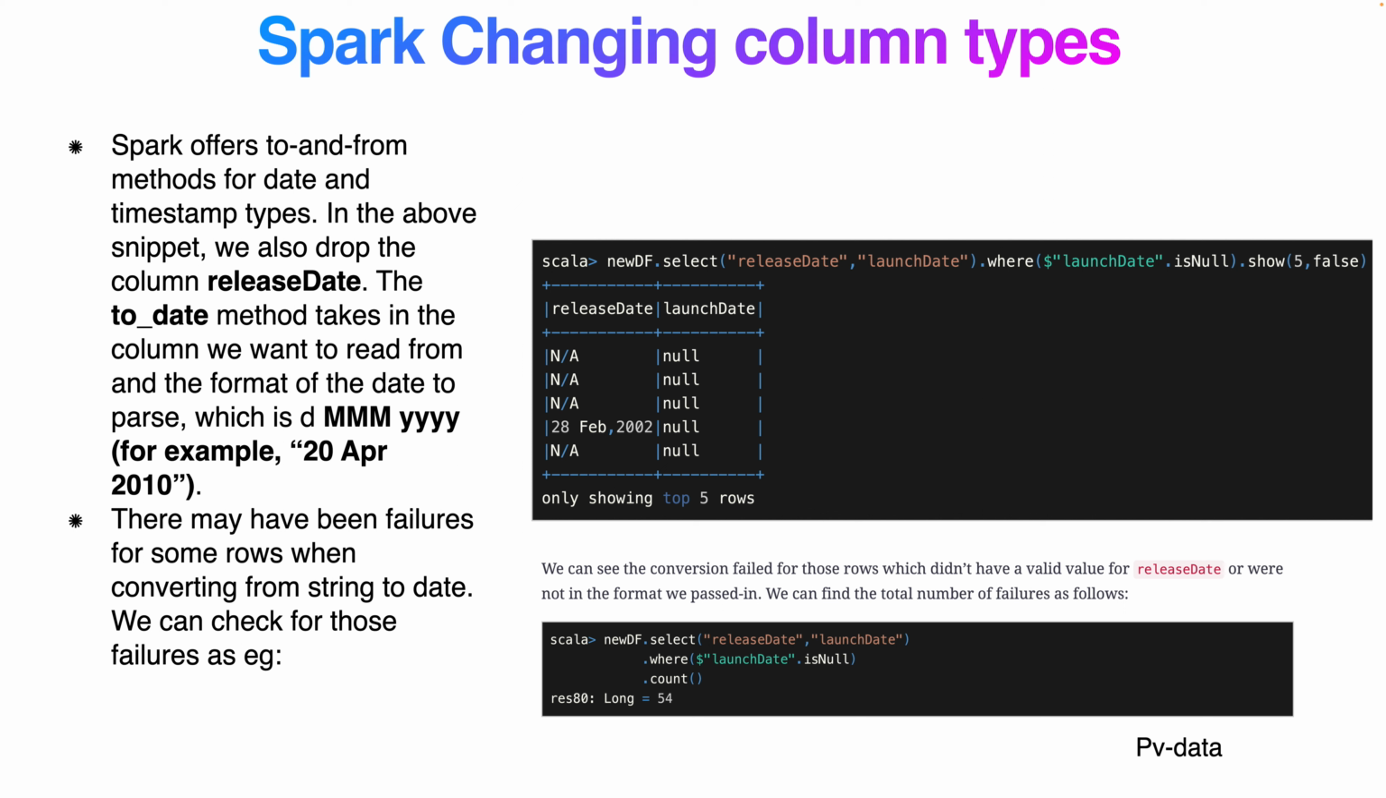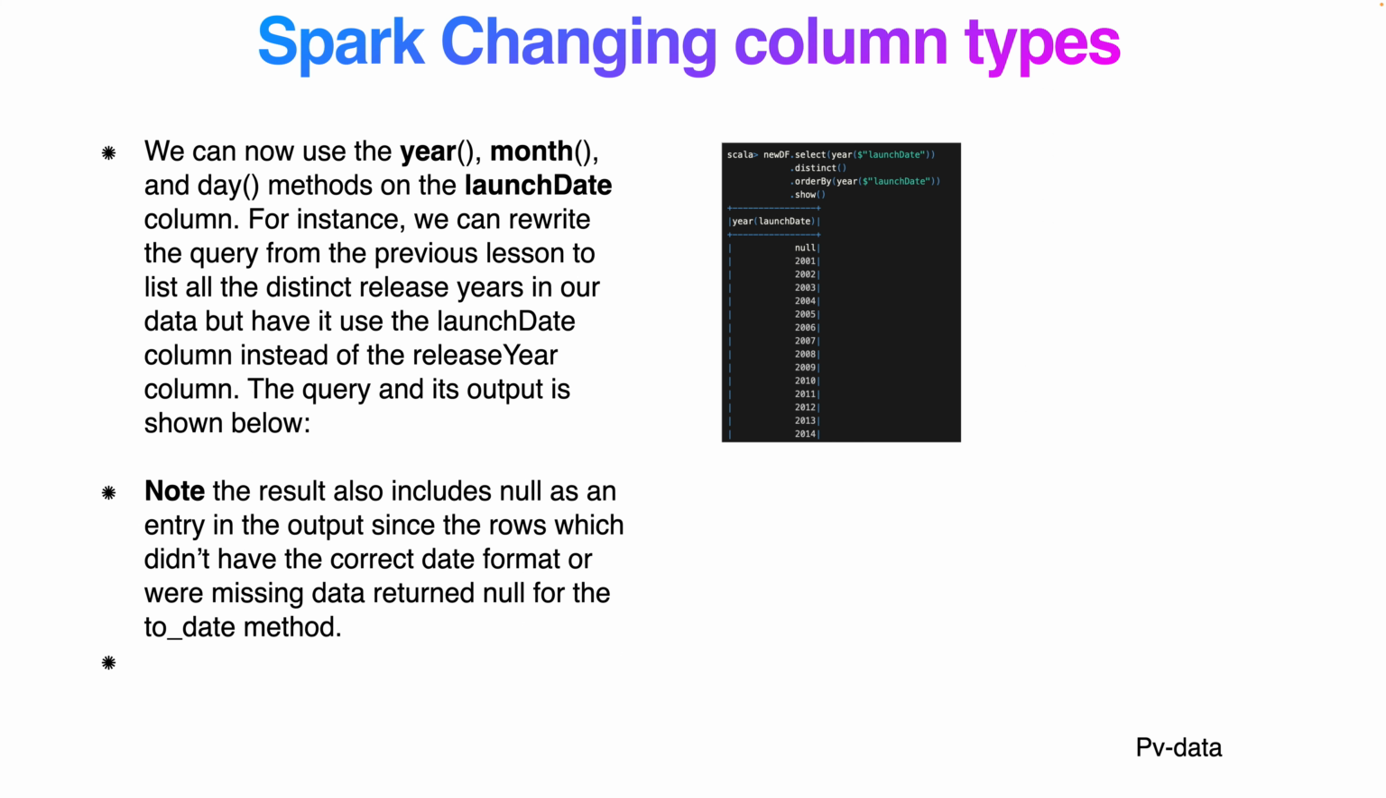and the new column is launch date, and we are doing where launch date is null, so five results. These are the rows that failed. NA is null, and release date is also null because it has a comma and is not able to convert. We can also find the rows that did not have a valid release date value, or that we were not able to format. We can find the total number of failures, which is 54. Just select release date and launch date where launch date is null, and do a count.